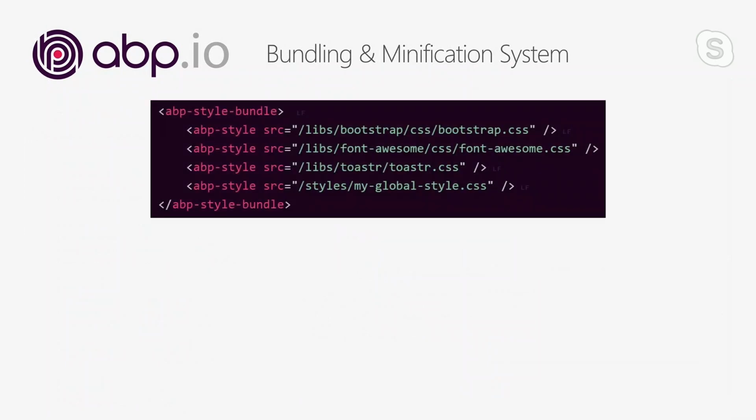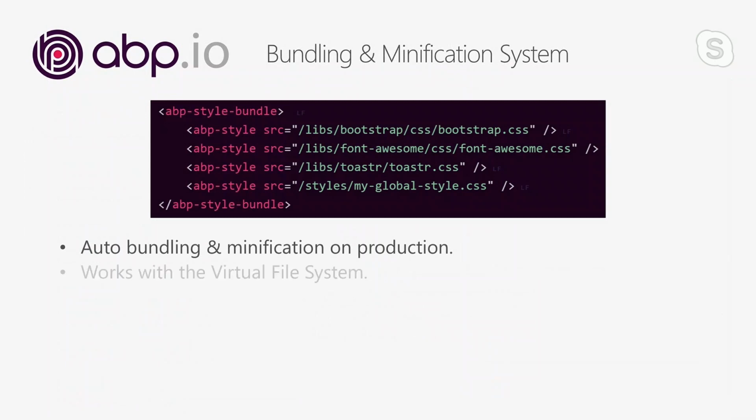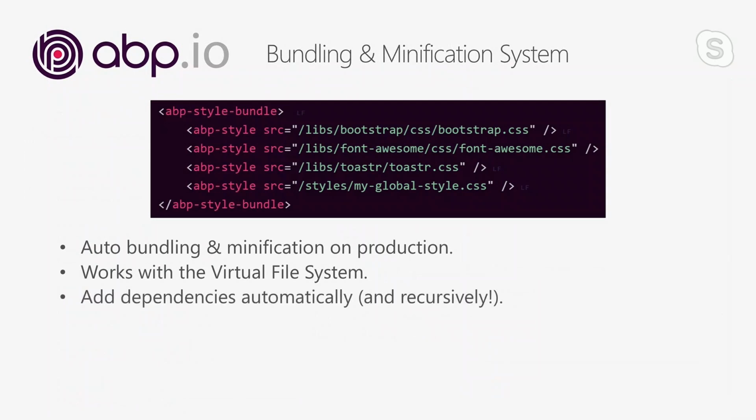Which bundling and minification system can be simpler than this code? It's just a tag helper directly used in your page or view. It adds given files individually to the page in development time, bundles and minifies on runtime. It works with the virtual file system out of the box, so you can add an embedded or dynamic resource into your bundle. It can automatically include dependencies to the bundle.